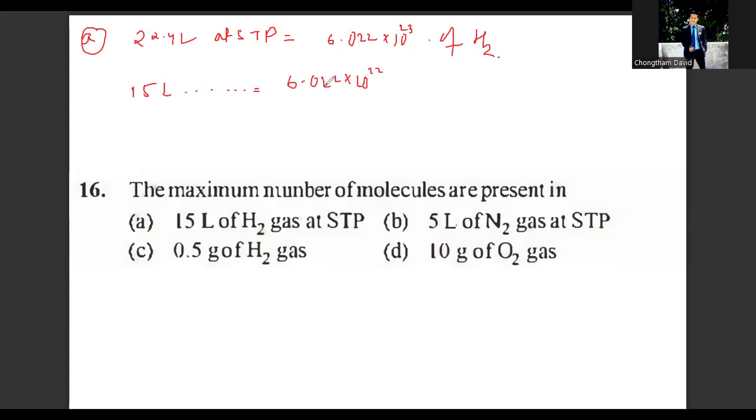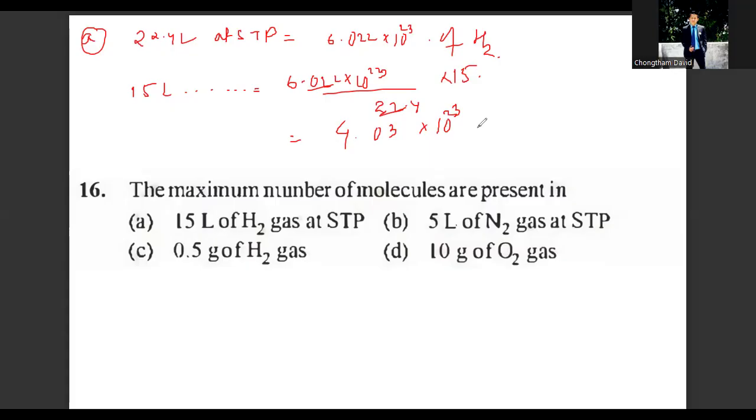So for 15 liter, if you know the unitary method, you can easily calculate: 6.022 into 10 to the power 23 divided by 22.4, into 15. So let us see what is the answer for this. It should be roughly 4.03 into 10 to the power 23 molecules of hydrogen.